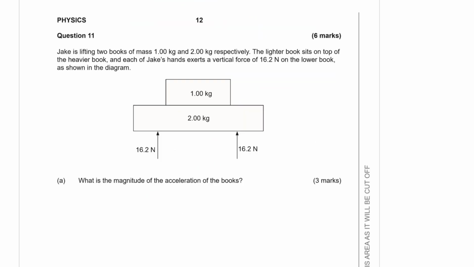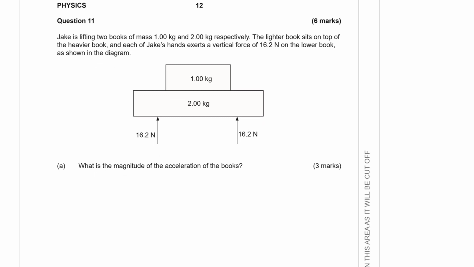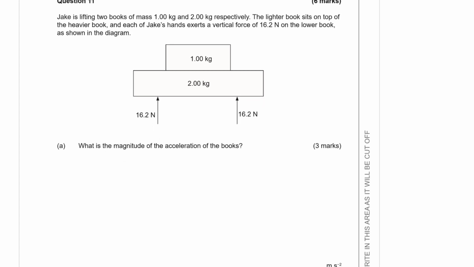In question 11, you've got yourself 2 books. You're lifting up 2 books. So the first thing it's saying is, what is the magnitude of the acceleration of those books? It's a pretty good one. You want to draw a free body diagram, I reckon. So if you've got yourself a diagram here, you have gravity acting down, that's 3 times 9.8. Awesome. So that's one force that's acting.